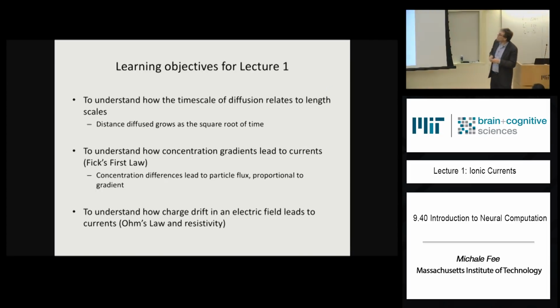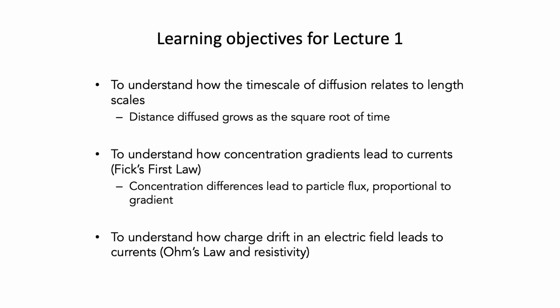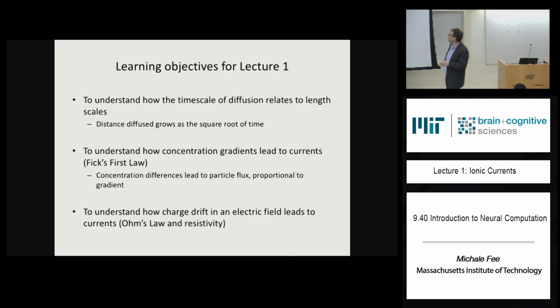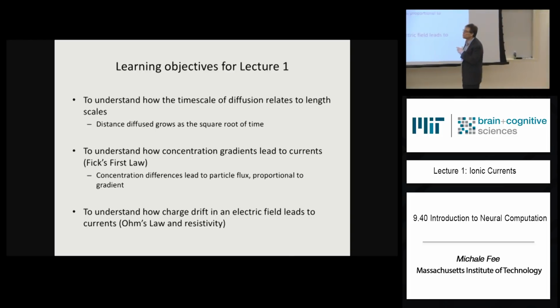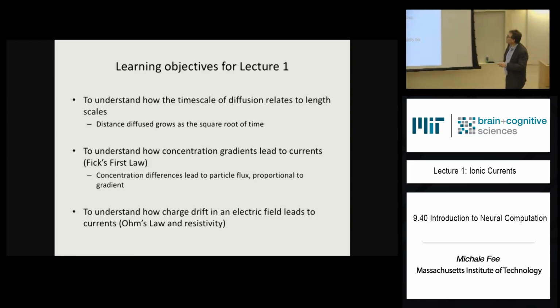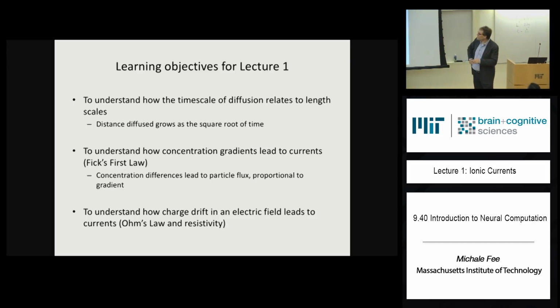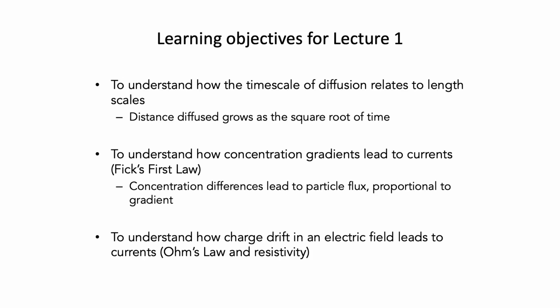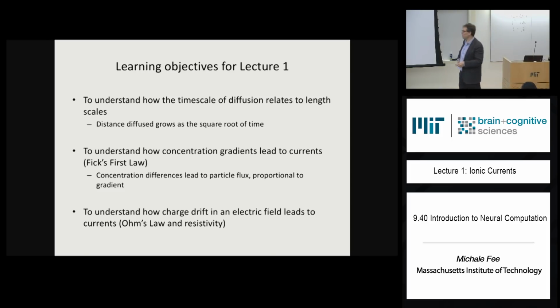Okay, so that's it. So here's what we learned about today. We understood the relation between the time scale of diffusion and length scales, and we learned that the distance that a particle can diffuse grows only as the square root of time. We understood how concentration gradients lead to currents, and we talked about Fick's first law that says that concentration differences lead to particle flux. The flux is proportional to the gradient, or the derivative, of the concentration.